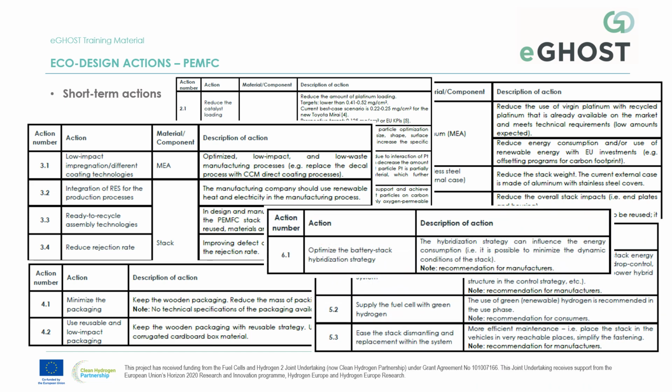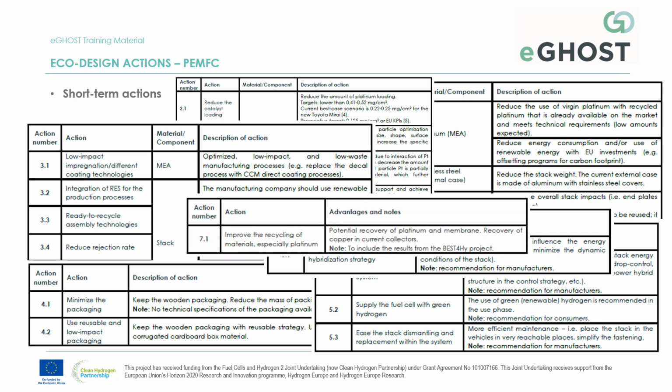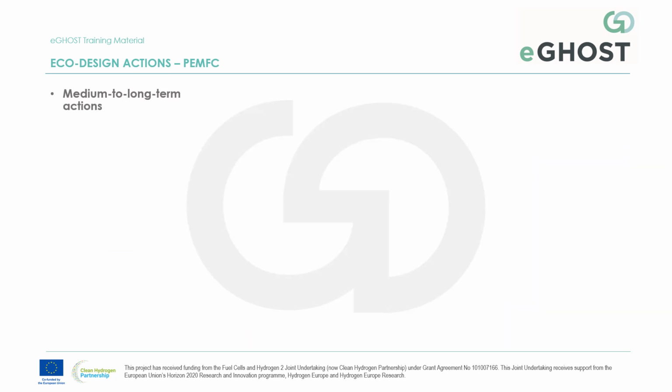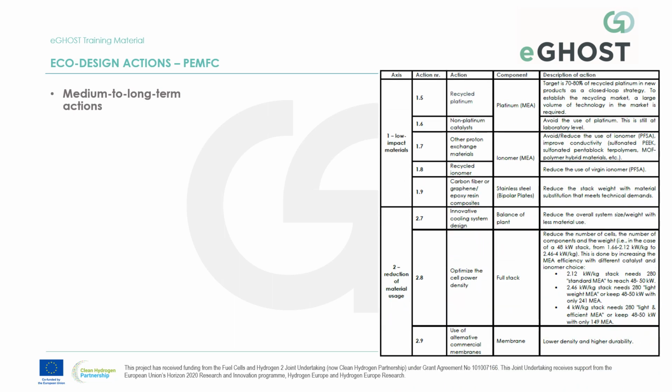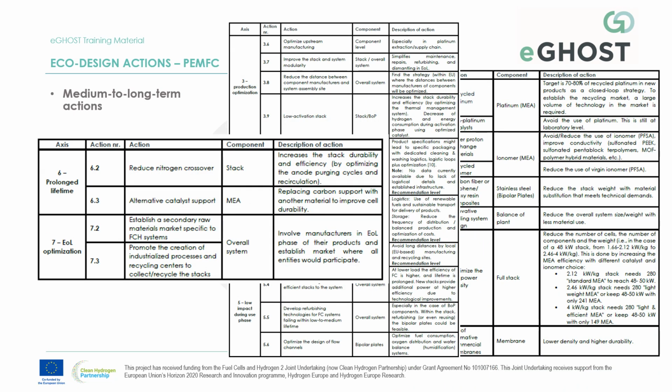Maybe just a comment, here is also the action number. The first number basically presents the eco-design wheel axis. So we have 7 axes, and we have different actions for different axes of the eco-design wheel. So we kind of address the whole wheel with these actions. Then we have also the medium to long-term actions. So we have again quite a few actions, and again, please check them out in the deliverable.